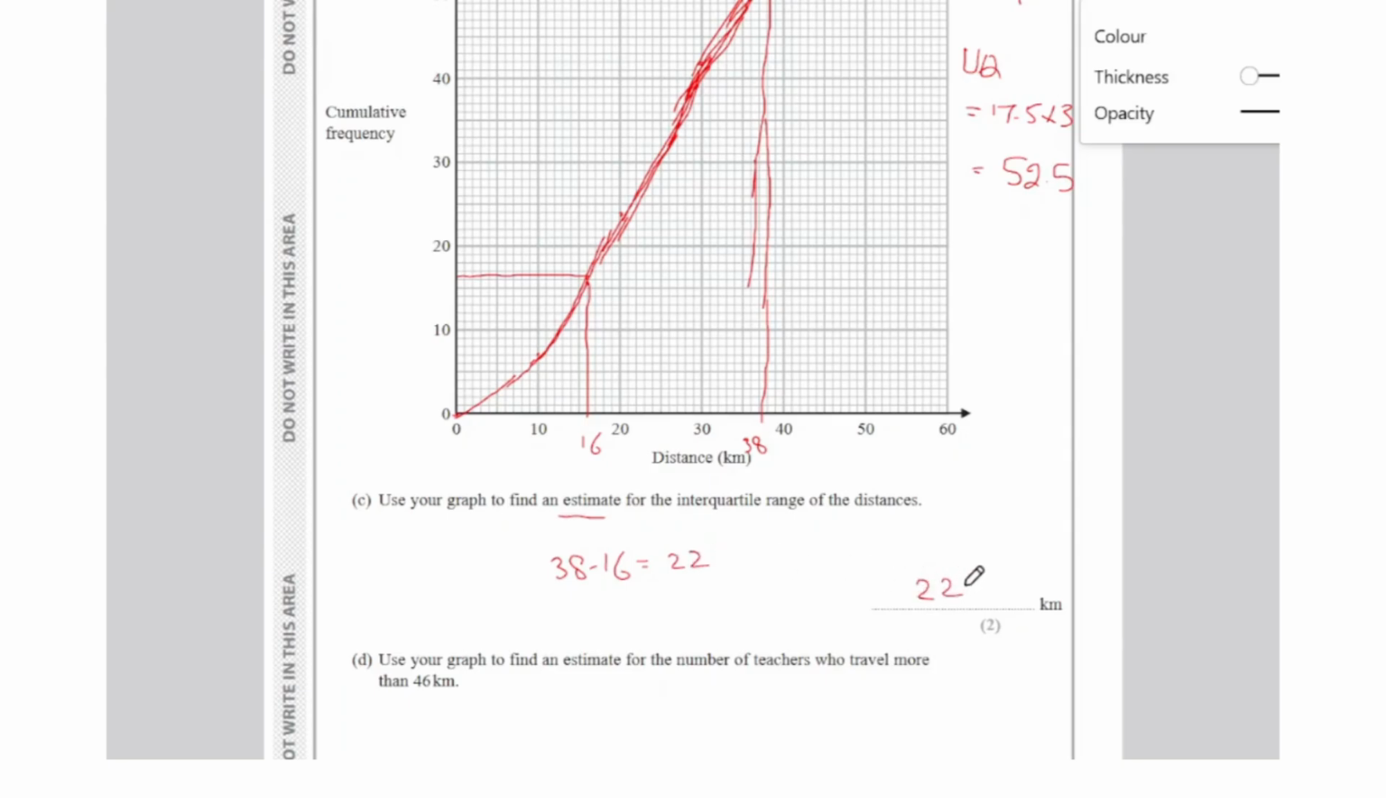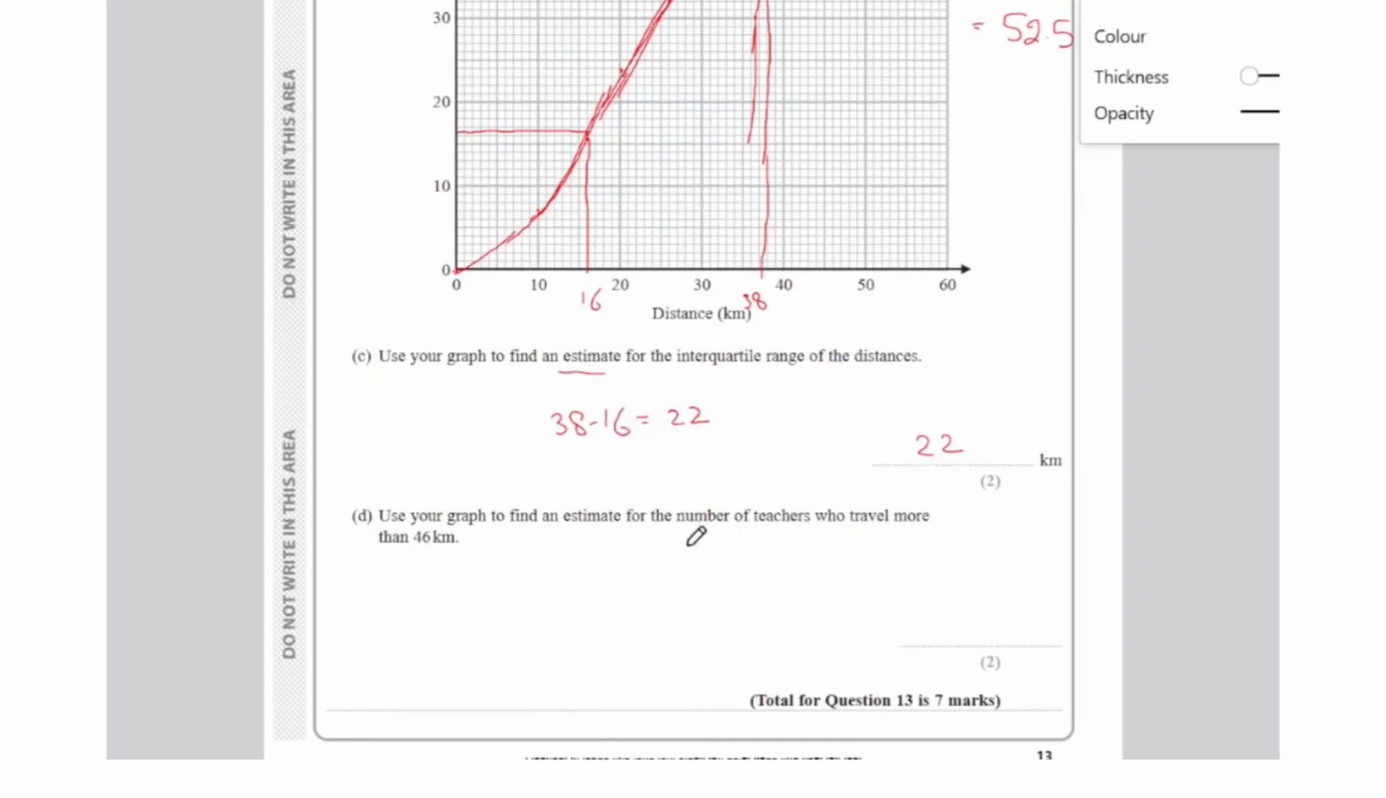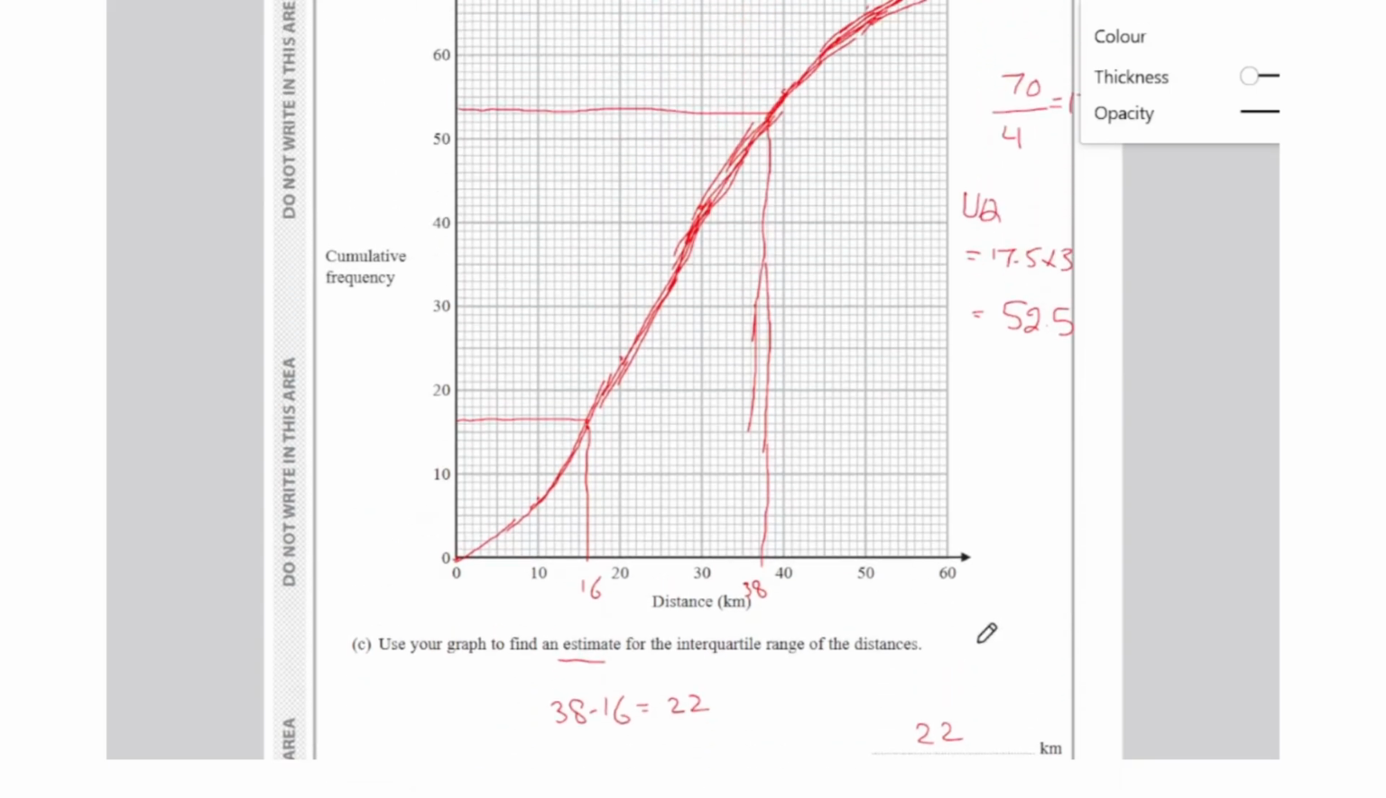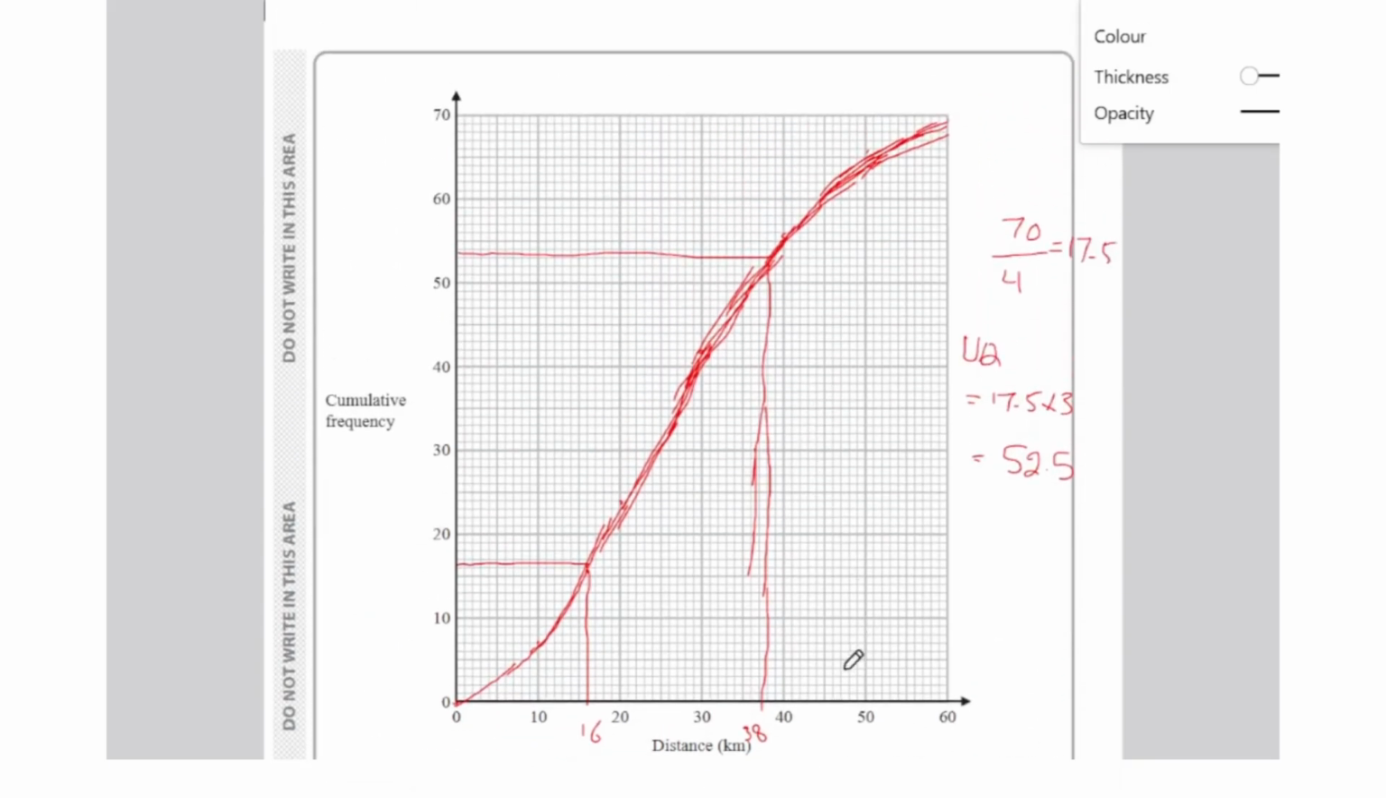Okay, because this is an estimate value, it could be within a range, and our answer is within the range. Okay, and the D part says use your graph to find an estimate for the number of teachers who travel more than 46 kilometers. So we're going to go to 46 kilometers, draw a straight line up to here and read this value. So that goes up to here.